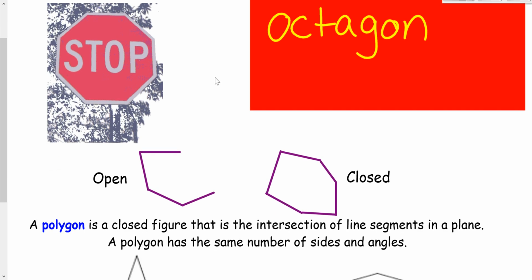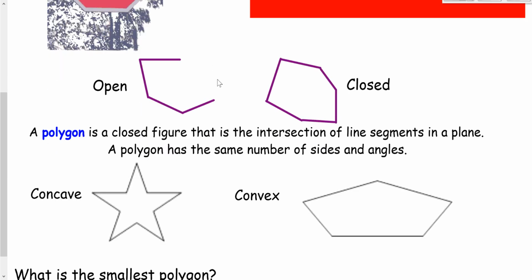So to start off, we have open and closed polygons. Okay, so a polygon is a closed figure. So obviously there's no openings. Here's an opening. We don't like those. So a polygon is a closed figure that is the intersection of line segments in a plane. And a polygon has the same number of sides and angles. Just like with a triangle, it has 3 sides and 3 angles. A quadrilateral has 4 sides and 4 angles.